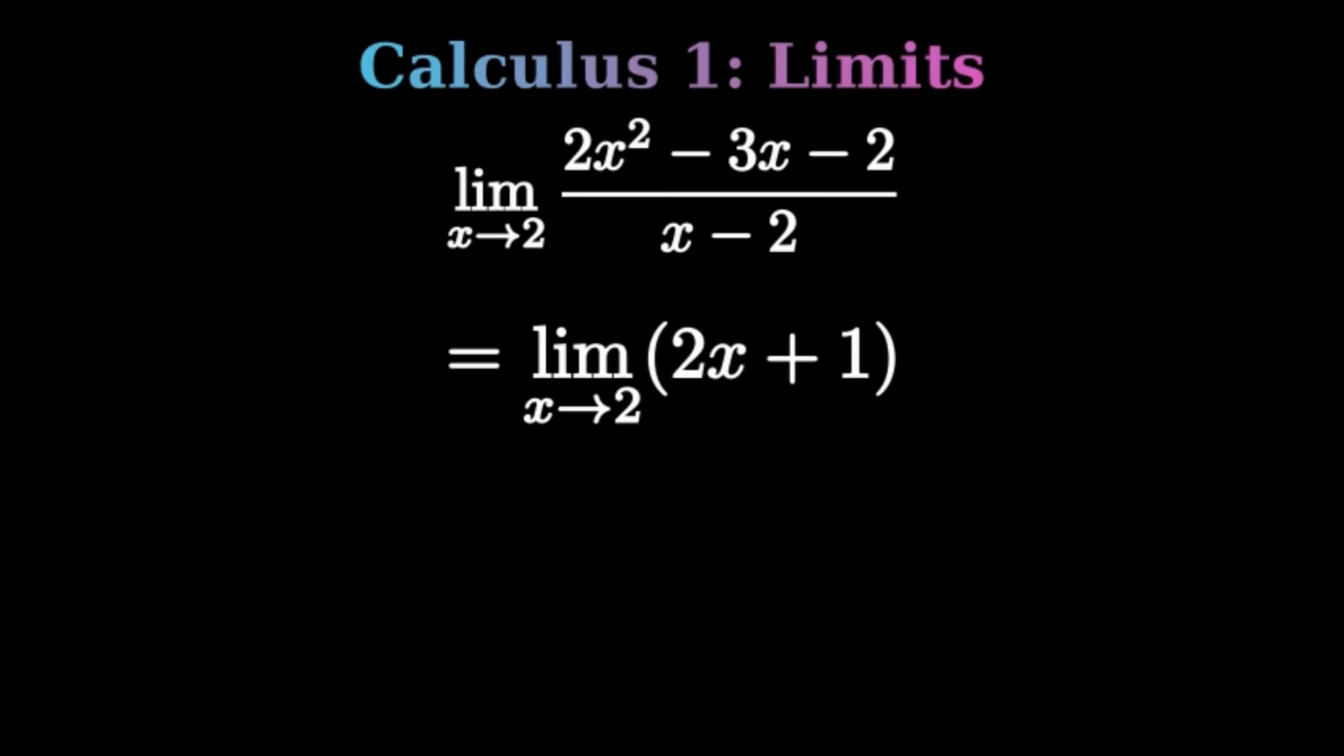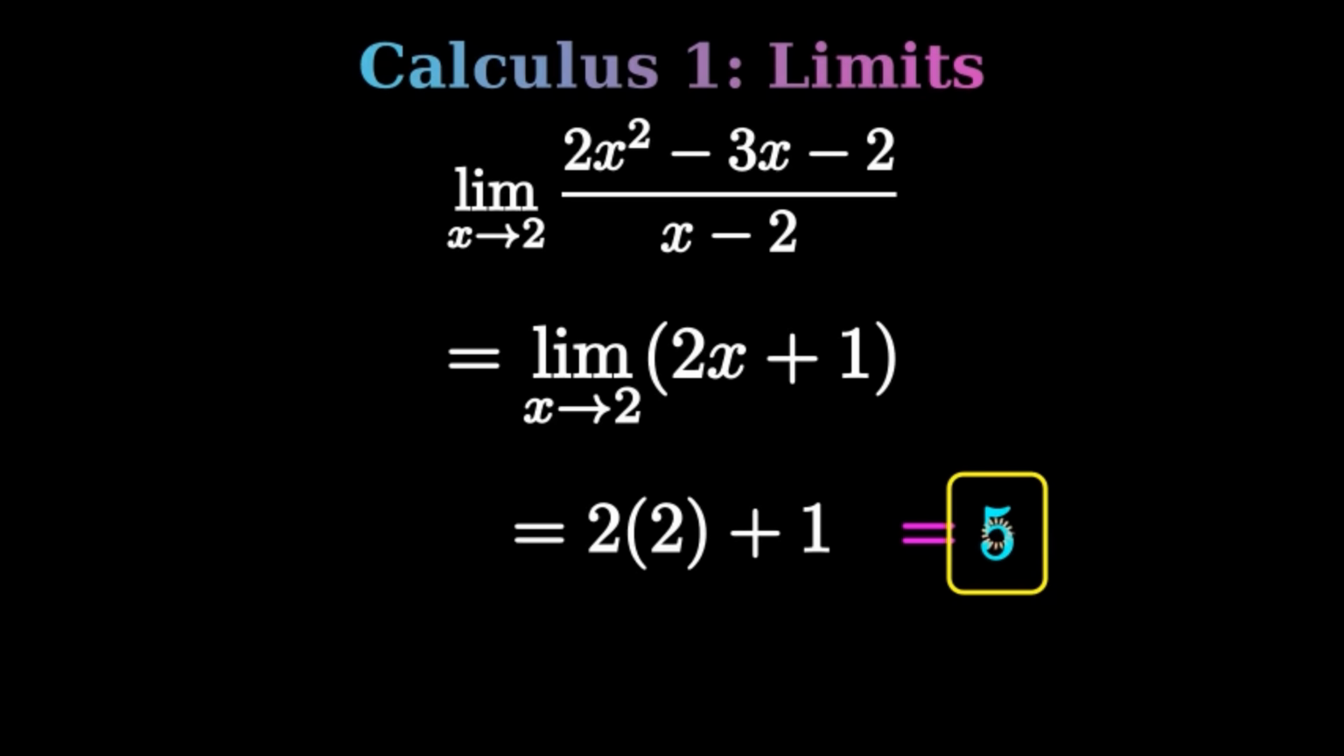Okay, so let's see what's going to happen here. If we insert the 2 in place of the x, we'd get 2 times 2 plus 1. It's going to produce a number, and that's going to work out better. So let's answer this question. The limit as x approaches 2 of 2x squared minus 3x minus 2 over x minus 2 is equal to 5.